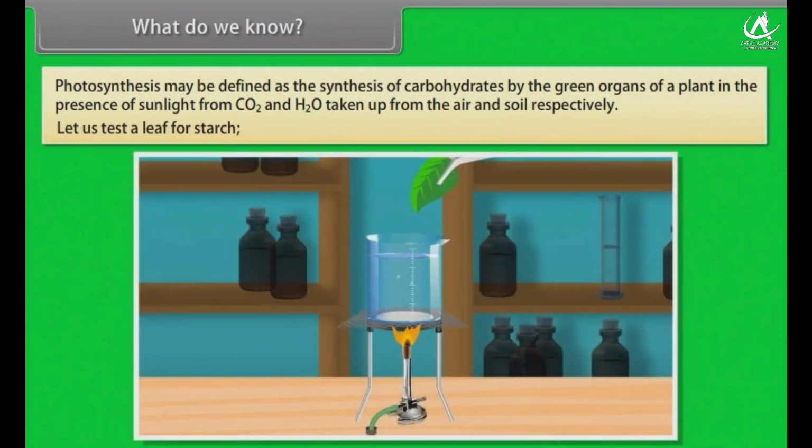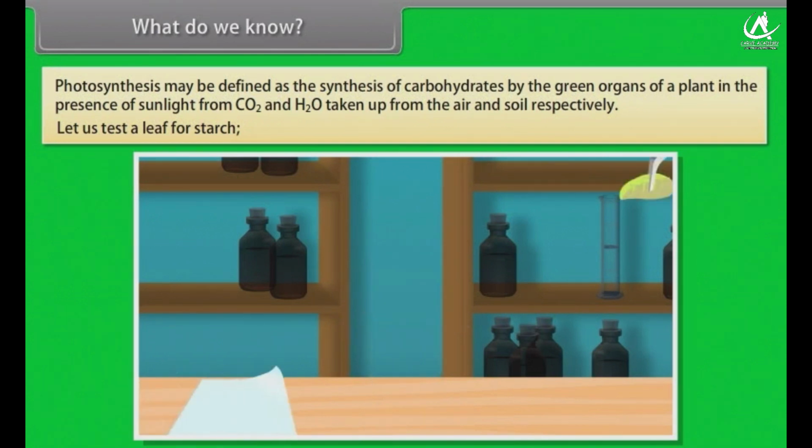Remove a green leaf from a plant. Use the forceps to place the leaf in the boiling water. Boil for 2 minutes. After that, place the boiled leaf in a boiling tube containing 90% ethanol. Now place the boiling test tube in the hot water until the leaf decolorizes. Now remove the leaf and wash it with cold tap water. Now spread the leaf on a white surface.